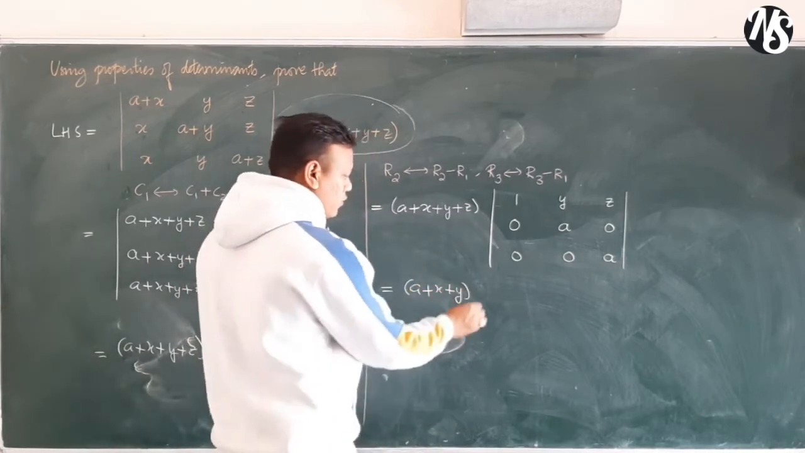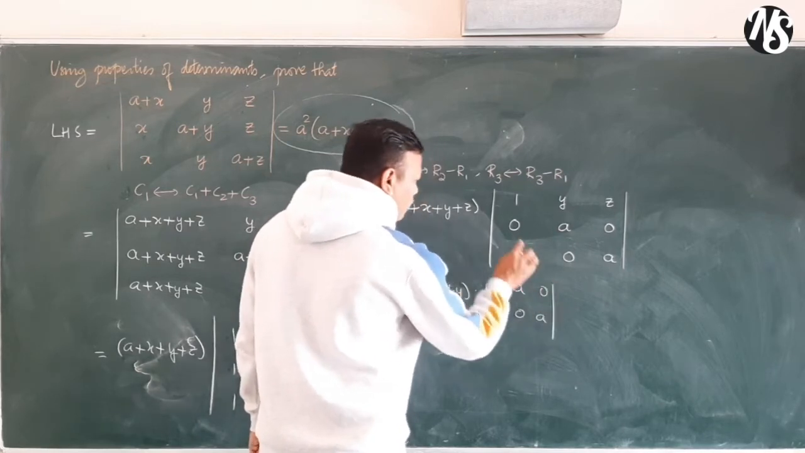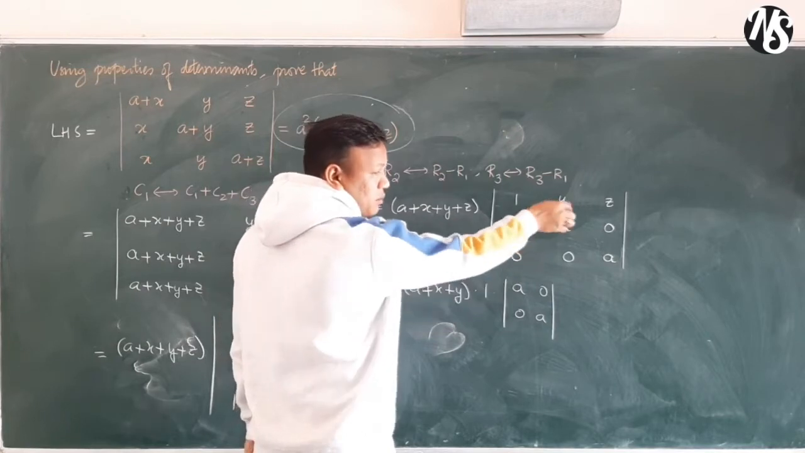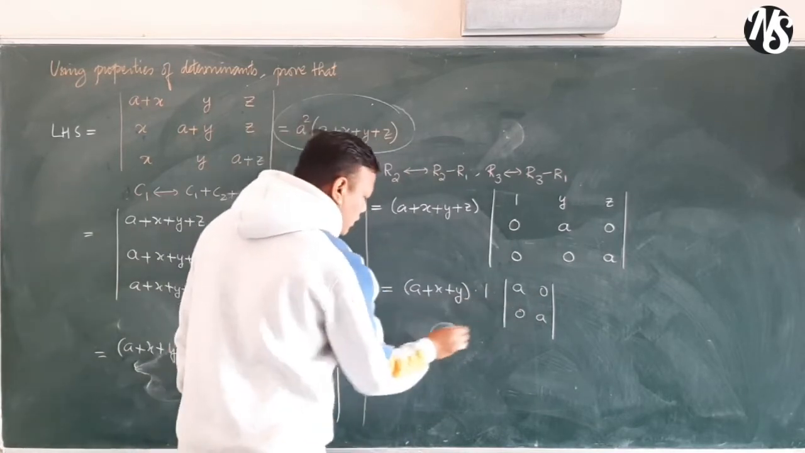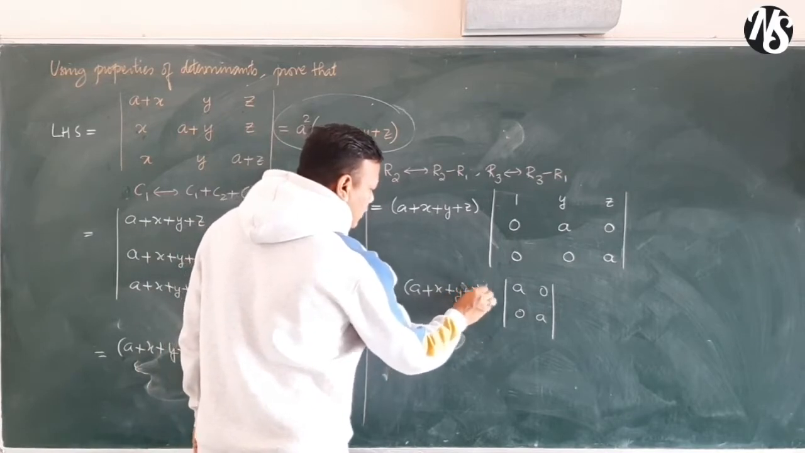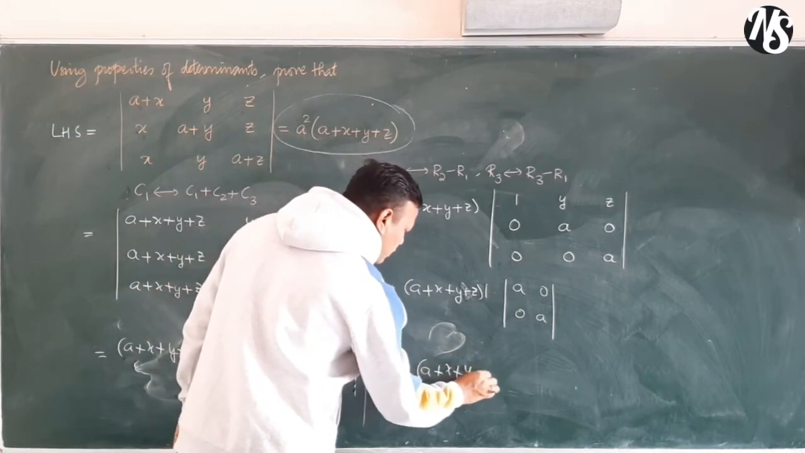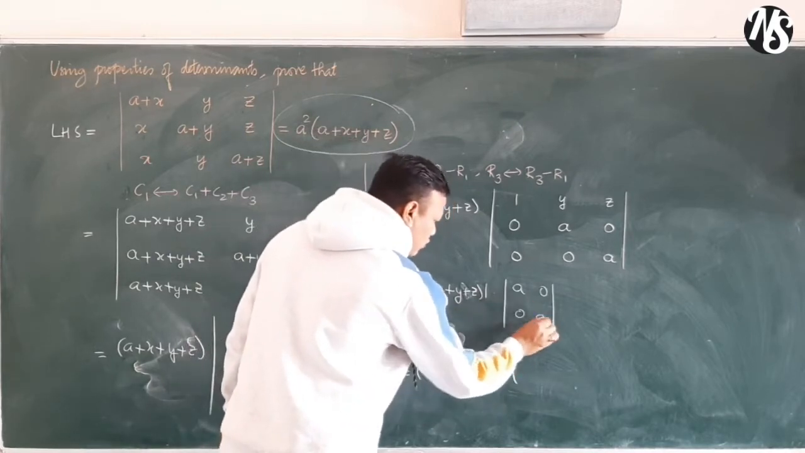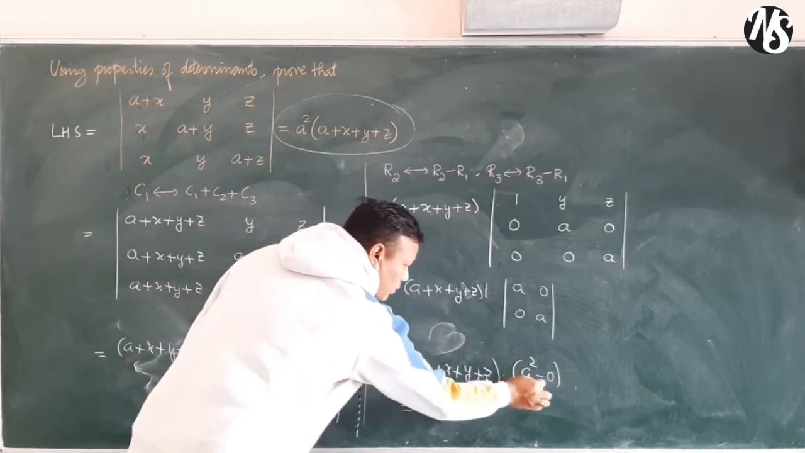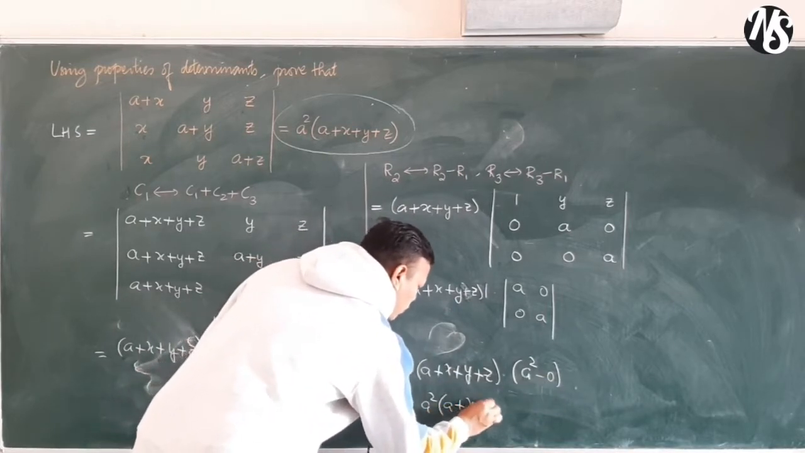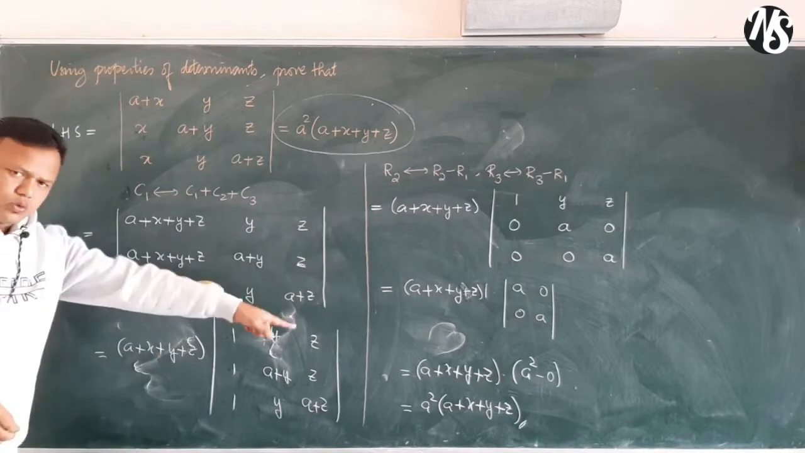Now let's expand. We have 1 into the determinant of a 0 0 a. We need not check the others: if I write minus 0 and some determinant, this becomes 0 only. Similarly, plus 0 into some determinant will give you 0 only. Now, 1 into anything will be the same thing. So this is equal to a plus x plus y plus z into a into a, which is a square minus 0. So ultimately we got a square into a plus x plus y plus z, and that's what I wanted to show here. So this is my right hand side answer.